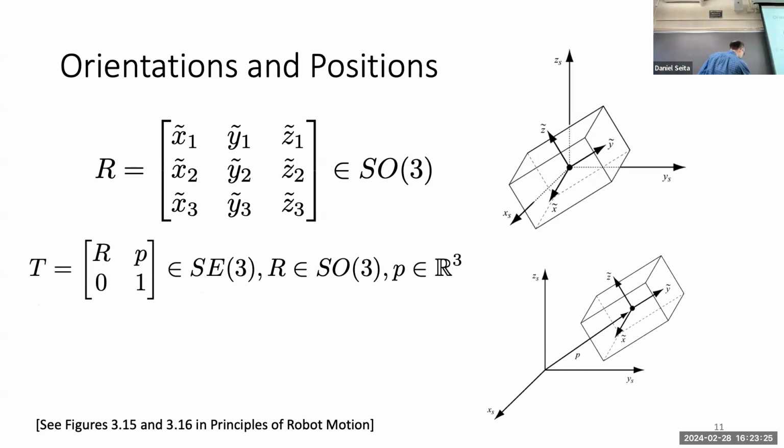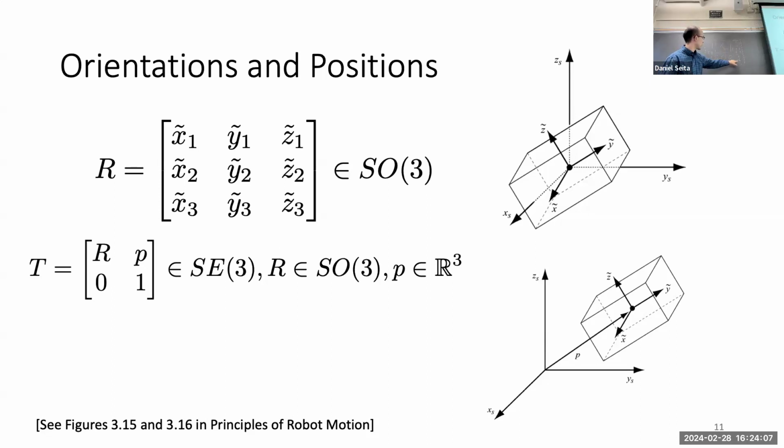So it really should be written like this. T equals R, p, and then a row of zeros and 1. The top left 3x3 block is the rotation matrix, and then you have the 3x1 vector here. And then you have another row which has all zeros except for the 1 here. If you've heard of homogeneous coordinates, this is basically what's going on.